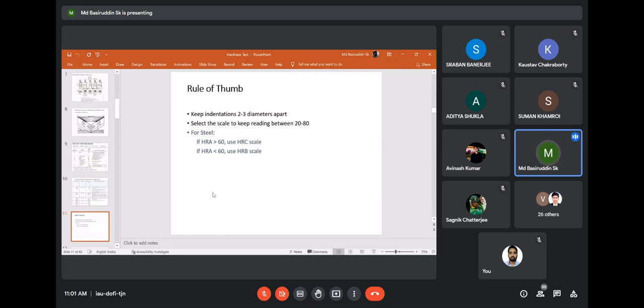Okay, where we find a Rockwell A number which is less than 60, in those particular cases we choose the Rockwell B scale. There we need to find out the Rockwell B hardness, which should lie within RB0 to RB100. In that way we can try to assess the material performance.